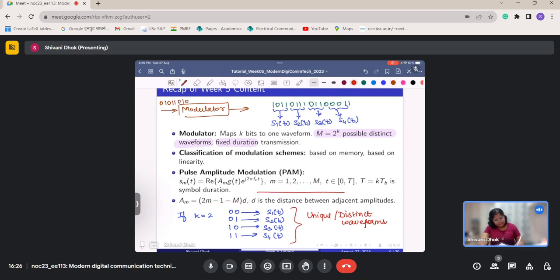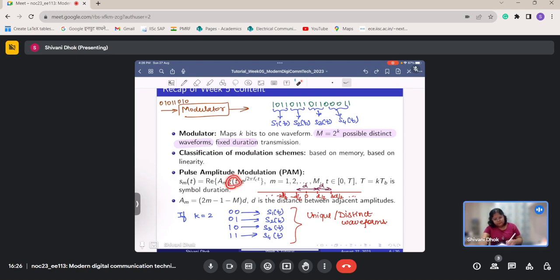So basically what is happening is, this is your axis, this is 0, this is d, let's say d by 2, this is 3d by 2, and so on, and this is minus d by 2, this is minus 3d by 2, and so on. So now the distance between any two adjacent points is equal to d. So this is what we are saying here, that this is the distance between two adjacent amplitude levels.